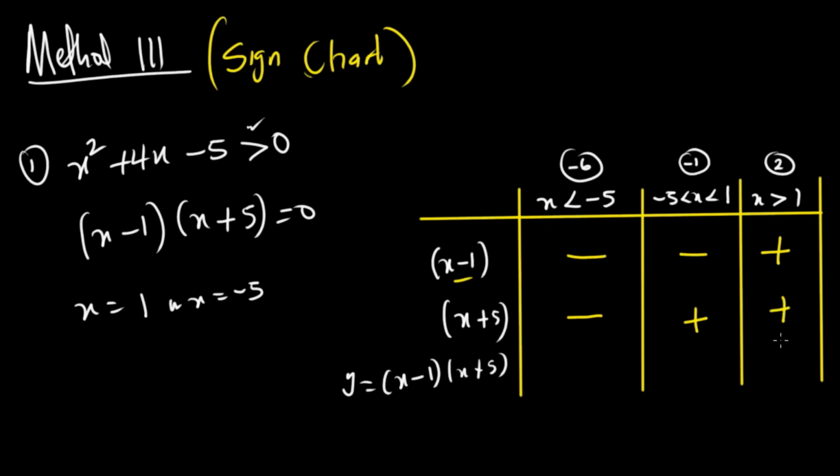What I need to do now is to take the product of the signs. Negative times negative, I'm going to have this to be positive. Negative times positive, this is negative. And positive times positive, this is positive.